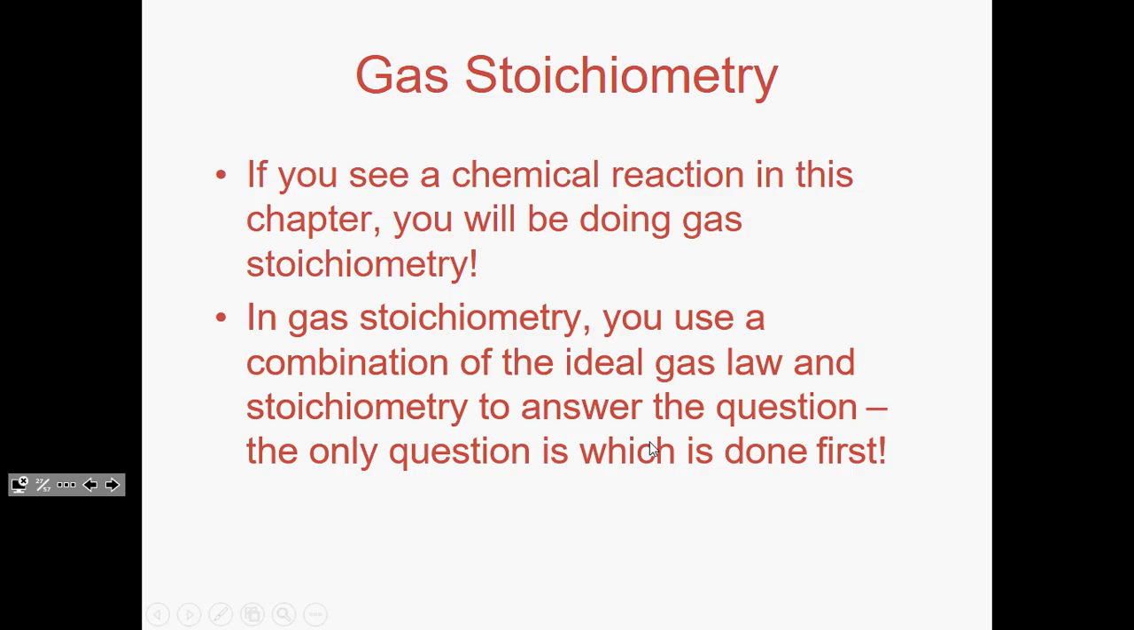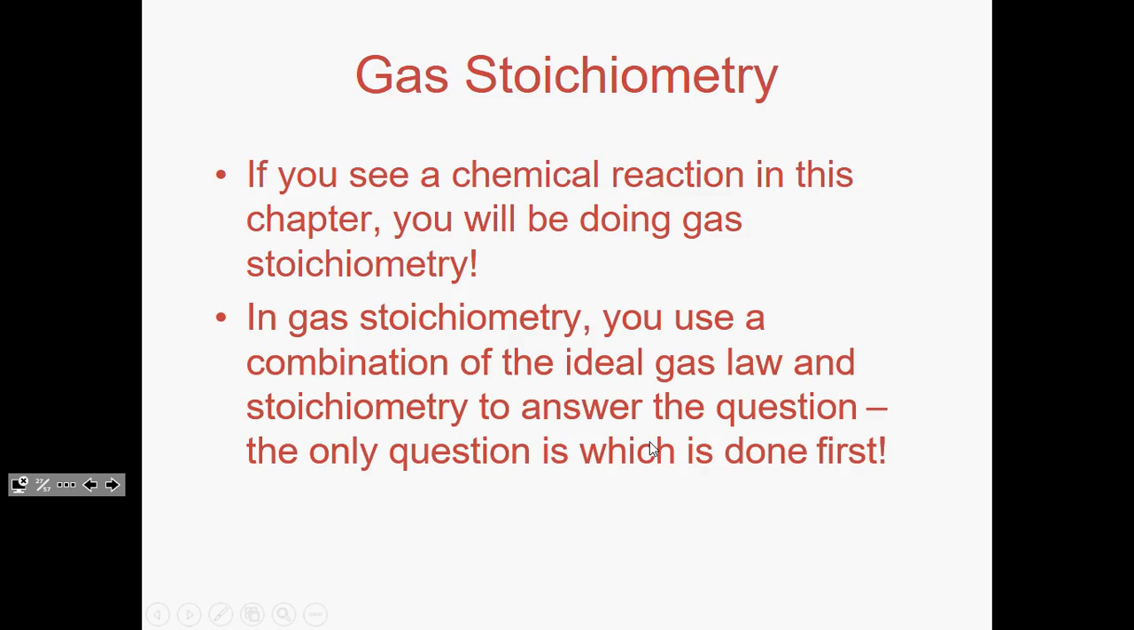Now, remember in stoichiometry, you're converting from moles of one substance into moles of another. So you fundamentally always have three steps. You get to your mole step to go from moles of one thing to moles of another, the mole ratio step in the middle, and then you get out of the mole step at the end. Now in gas stoichiometry, really what we're going to be using is PV equals nRT to get to moles or to get out of moles.